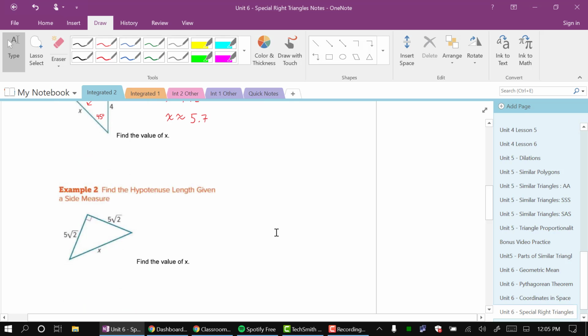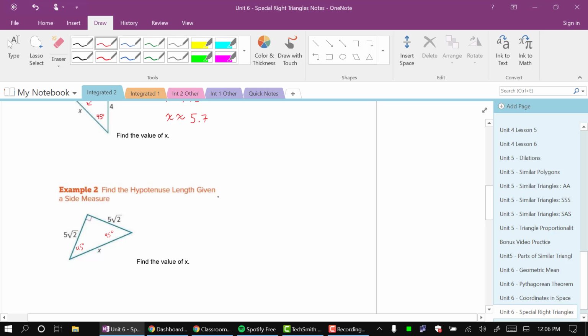Find the hypotenuse length given a side measure. We have that these two sides are the same, so the angles opposite them are the same. This is already a 90-degree angle, so that means these two are going to be 90 divided by 2, which is 45 each.